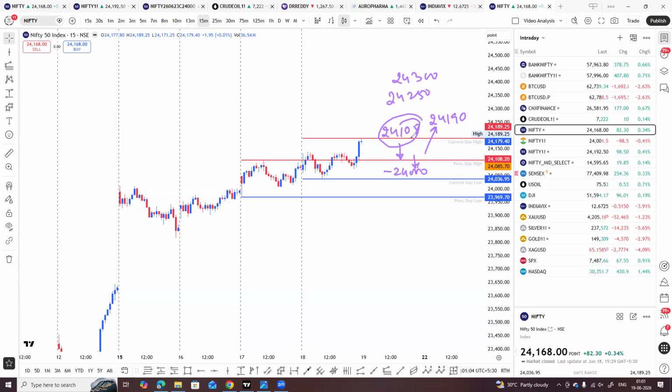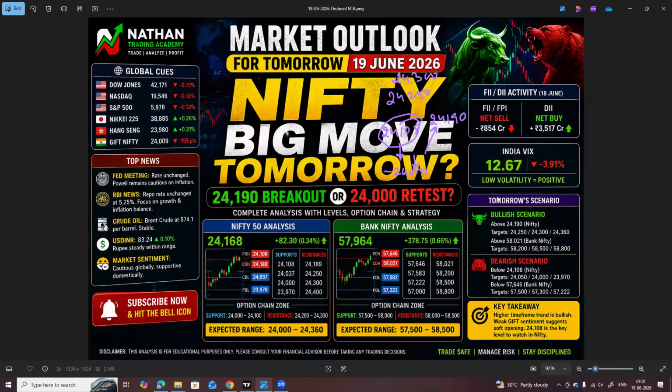So these are the key levels which you can observe in this poster also, where you can easily refer to all these support and resistance levels. Here it is mentioned for Nifty 50 support and resistance, and Bank Nifty support and resistances. These are the key important levels. So for Nifty, bias is bullish above 24,108, and for Bank Nifty, bias is bullish above 57,646.